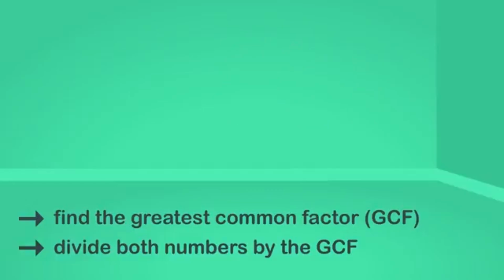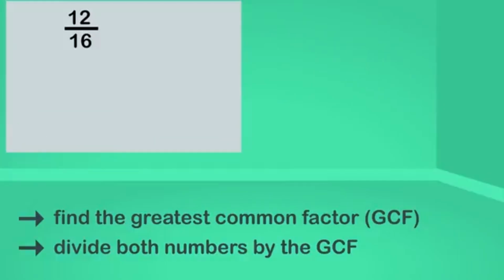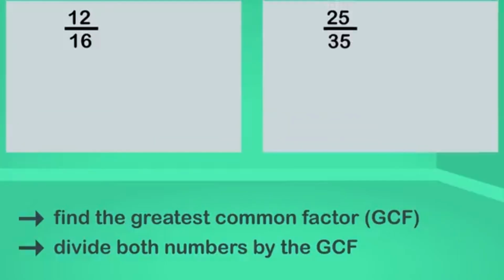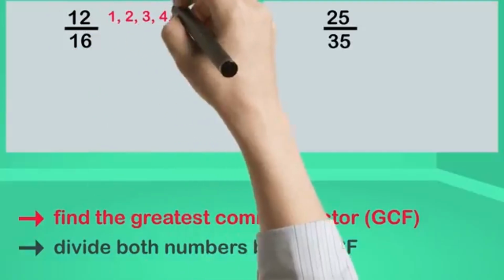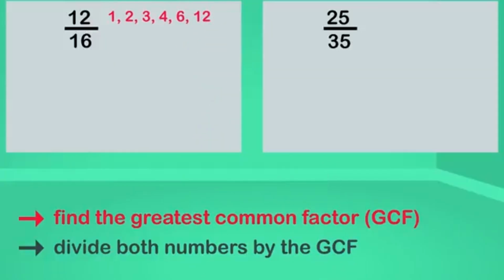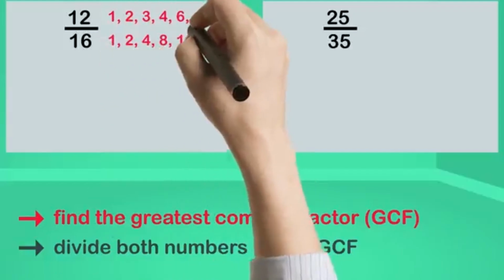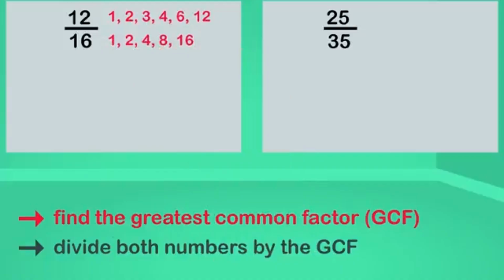Let's have a go together at simplifying the following two fractions. We'll start with this one, 12/16. Step 1. Find the greatest common factor. The factors of 12 are 1, 2, 3, 4, 6, and 12. And here are the factors of 16. 1, 2, 4, 8, and 16.